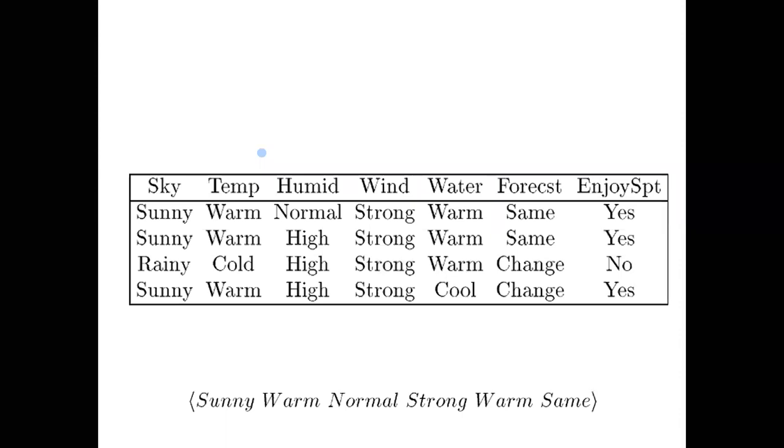To enjoy a water sport, certain conditions have to be met, and that is given in this table. If the sky is sunny, temperature is warm, humidity is normal, wind is strong, water is warm, and forecast is same, then it says enjoy sport. You will enjoy that particular water sport. There is one no case, a negative case. When it is raining, obviously no one will go to the water sport, so you will not enjoy the water sport. Just four examples in this case.